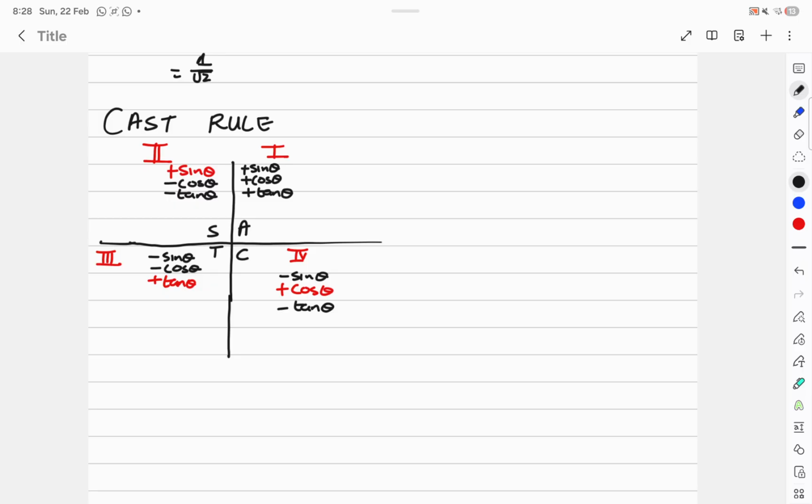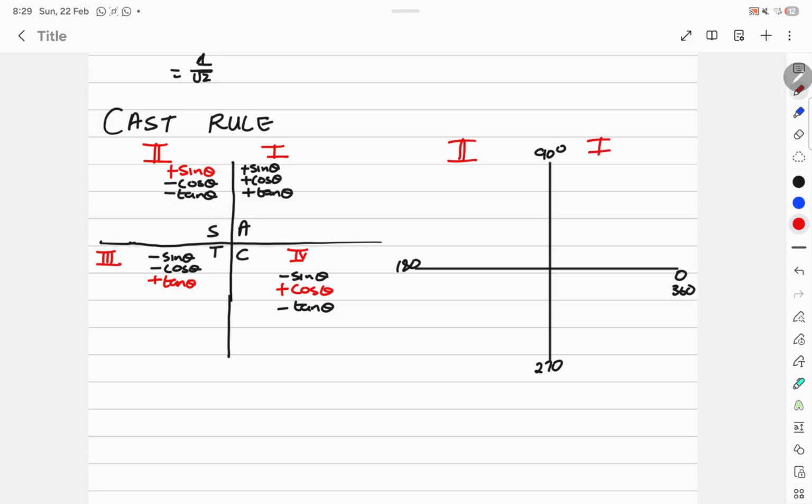All right. Now, after that, you need to know what's happening in those quadrants. Let me just do it here so that we don't complicate our stuff. I'm still going to do my CAST here. All right. There we go. We are saying that this is 0 degrees, 90 degrees, 180 degrees, 270, this is 360. We are saying this is the first quadrant, this is the second quadrant, this is the third, and then this is the fourth.